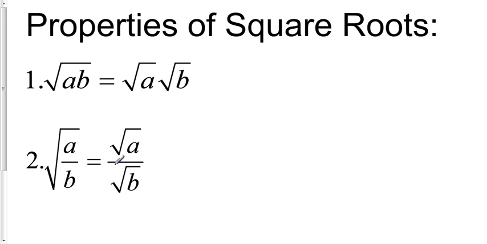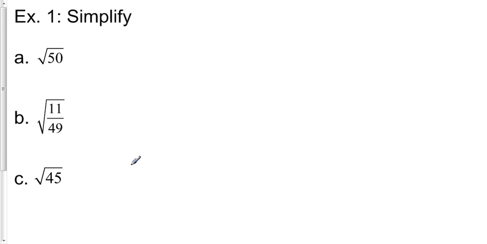First of all, if you have a square root of a product like a times b, you can always split it into two square roots, the square root of a times the square root of b. This will come in handy later. And if you have the quotient under a square root sign, you can always split it up as the square root of the top number over the square root of the bottom number. Okay, so here's the first one.